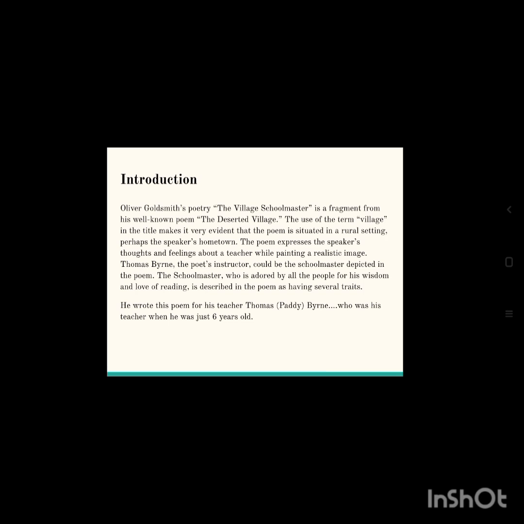The schoolmaster, who is adored by all the people for his wisdom and love of reading, is described in the poem as having several traits. Just for your notes, he wrote this poem for his teacher, Thomas Paddy Byrne, who was his teacher when he was just 6 years old. Now he's grown up, and he's remembering the teacher who used to teach him at that age, and in the teacher's memory he is writing this poem, dedicating it to the teacher himself.